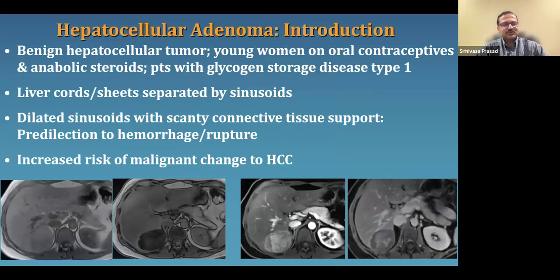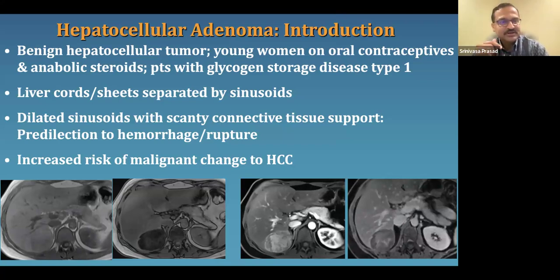Moving on to the hepatocellular adenomas, even though it's a benign hepatocellular tumor, it has two risks that are concerning. One is the predilection for hemorrhage or rupture due to dilated sinusoids with scanty connective tissue that predispose to hemorrhage. Another is the increased risk of malignancy, particularly in larger tumors. So the larger the adenoma, the greater the chance for malignant transformation.